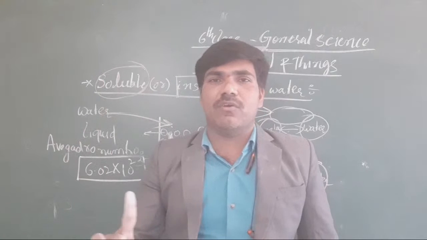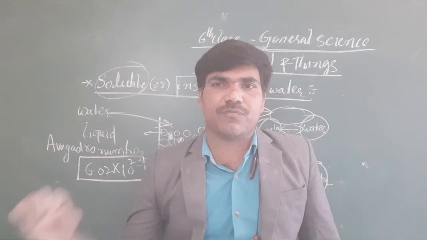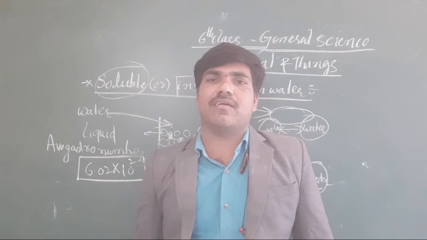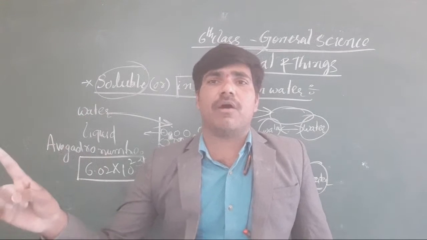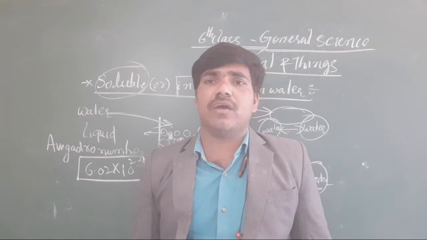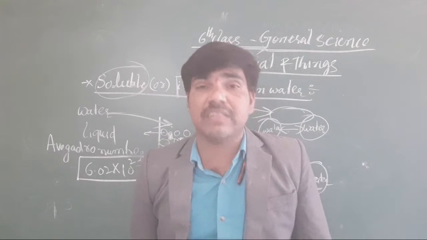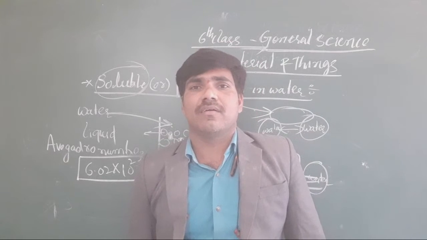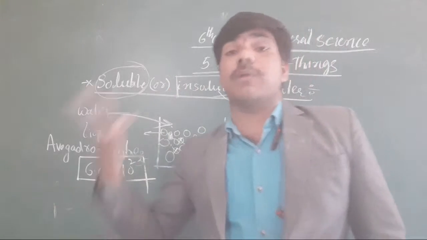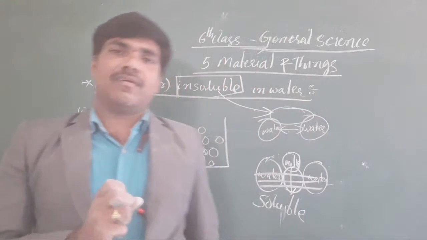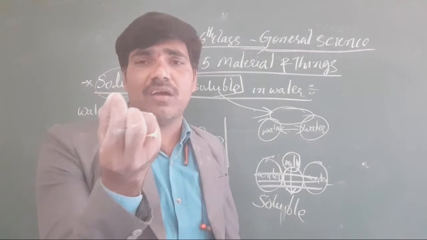One gram of hydrogen contains 6.02 into 10 to the power of 23 particles. What did you understand from this? One gram of hydrogen contains how many particles? 6.02 into 10 to the power of 23. It means after 6.02 you have to add 21 zeros. That many particles are there, in just one gram, which is very tiny.